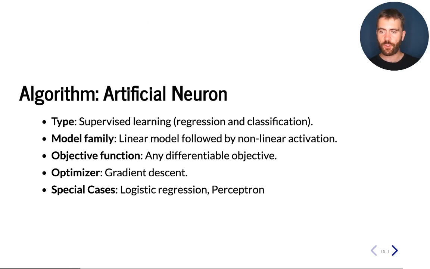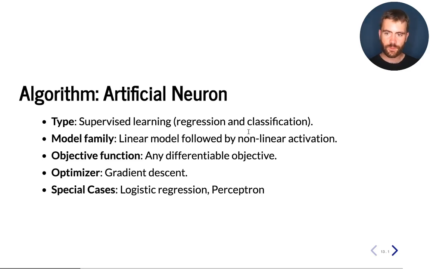And again, just to summarize the algorithm we have introduced in this video, we talked about the artificial neuron, and this is an algorithm that can be used for both regression and classification. We can use it with any loss. And we may need to change the activation function if we use certain losses. But in principle, we can make it work for both regression and classification. And the model family is linear followed by a nonlinear activation.